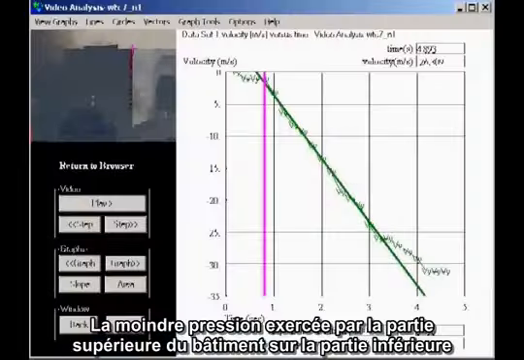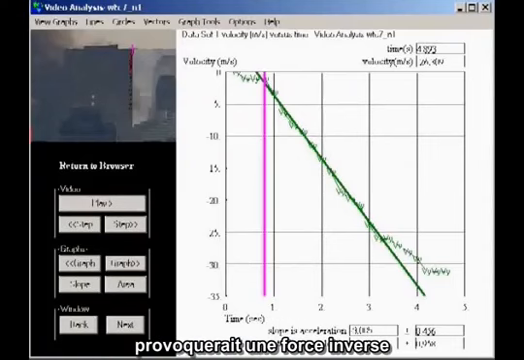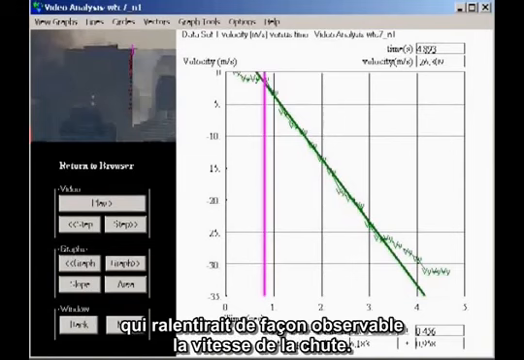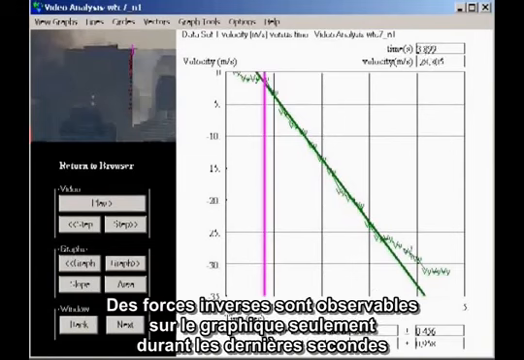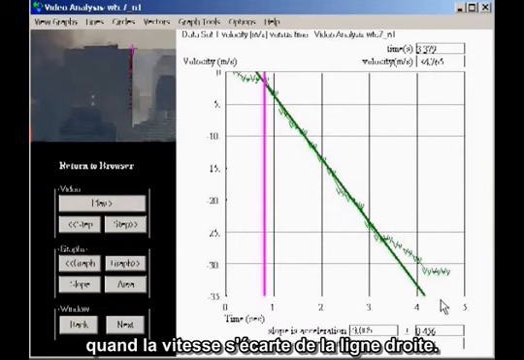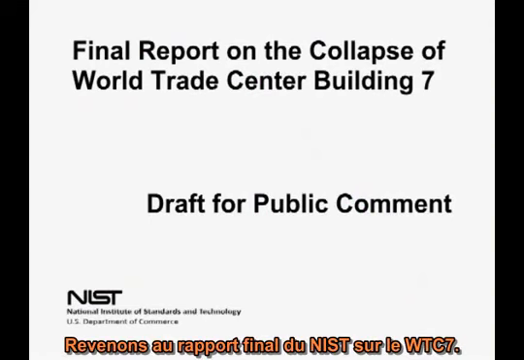Any force the top portion of the building might exert on the lower portion would be reflected in a reaction force that would produce an observable slowing of the rate of fall. A reaction force is observable in this graph only in the last seconds when the velocity strays from the straight line. Let's return to the NIST final report on WTC7.